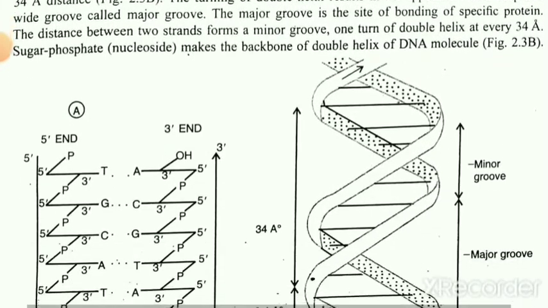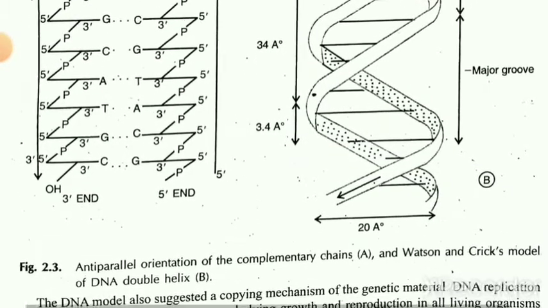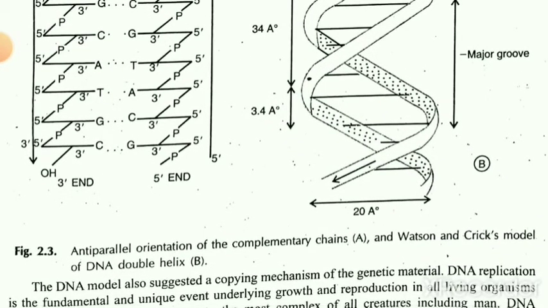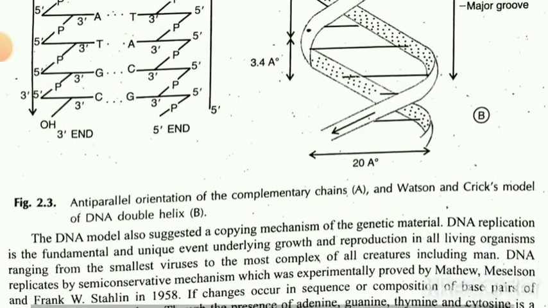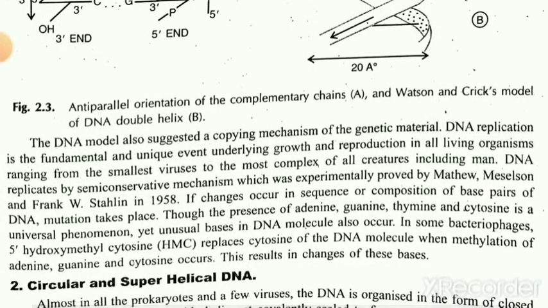Antiparallel orientation of the complementary chains (A) and Watson and Crick's model of the DNA double helix (B). The DNA model also suggested a copying mechanism of the genetic material. DNA replication is the fundamental and unique event underlying growth and reproduction in all living organisms, ranging from the smallest viruses to the most complex of all creatures, including man.